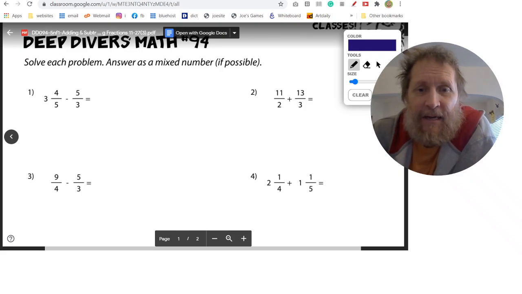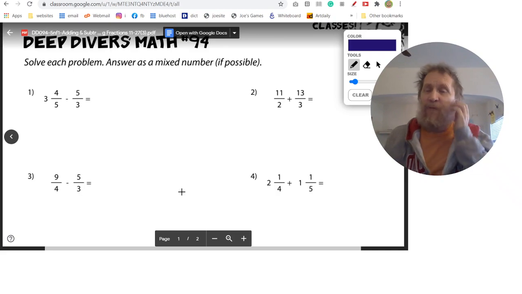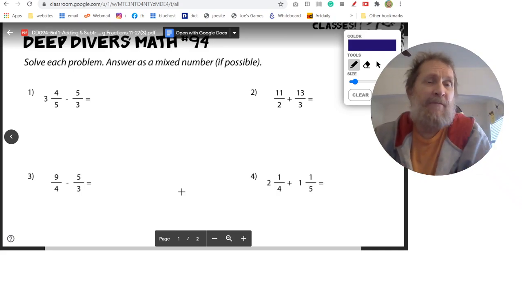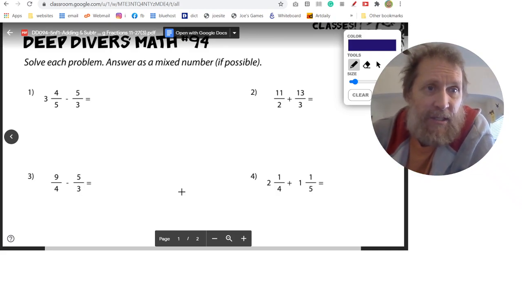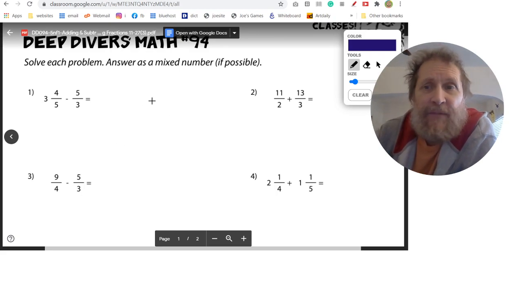Hey guys, here we are doing Deep Divers sheet number 94, it looks like. Yes, Deep Divers sheet number 94. More of these problems like what we were doing on the last sheets. So I think that this is good because these take a little practice, and I think that just doing a lot of them is going to give you a lot of good practice.